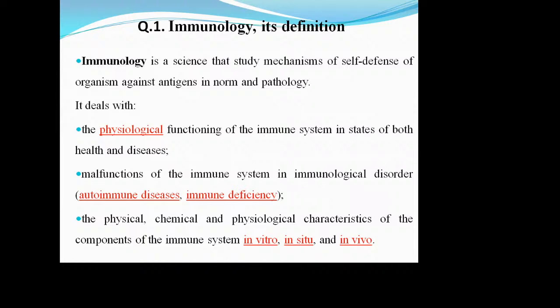So, the scientific definition of immunology is like this. Immunology is a science that studies mechanisms of self-defense of the organism against antigens in norm and pathology. It is the study of mechanisms of defense of our body against antigens in normal conditions in healthy persons, and pathology means in sick patients.